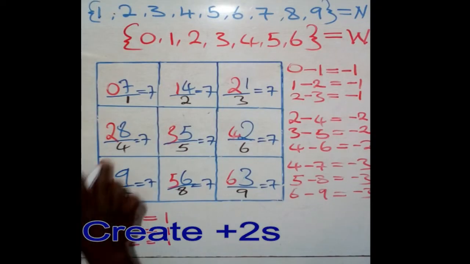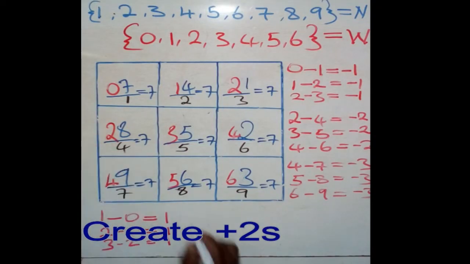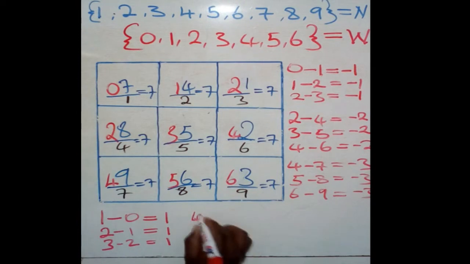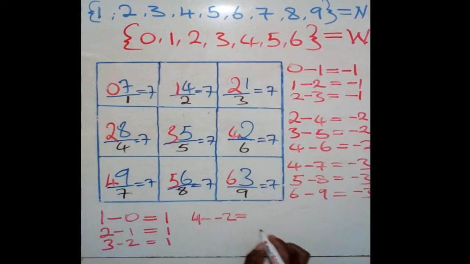Positive 2s: 4 minus 2 is equal to positive 2.